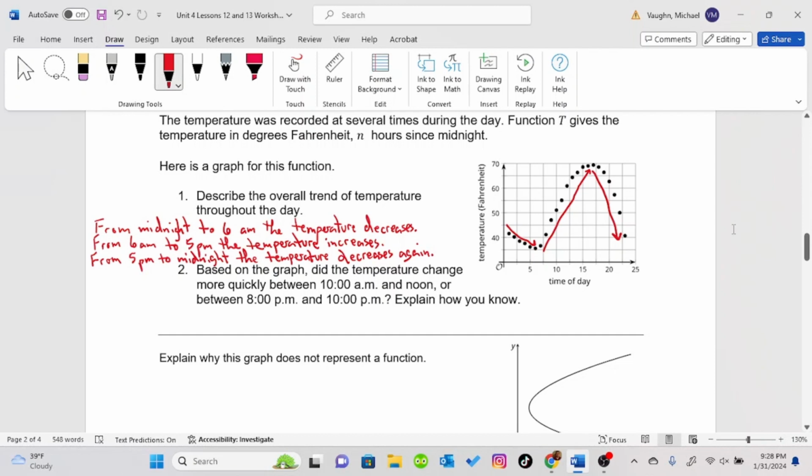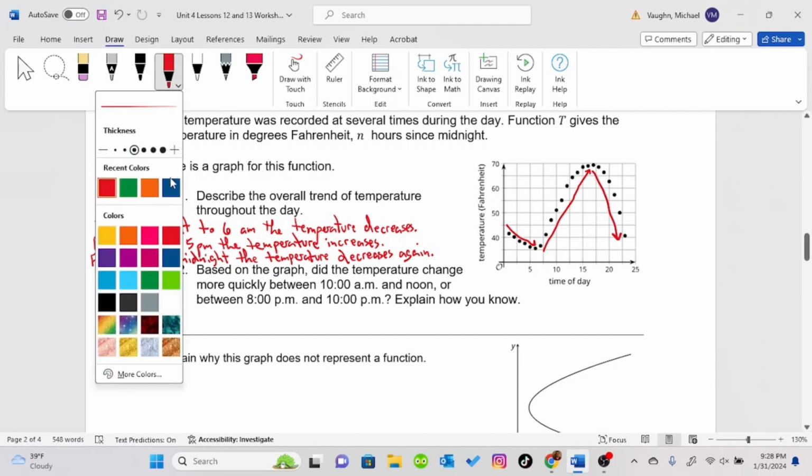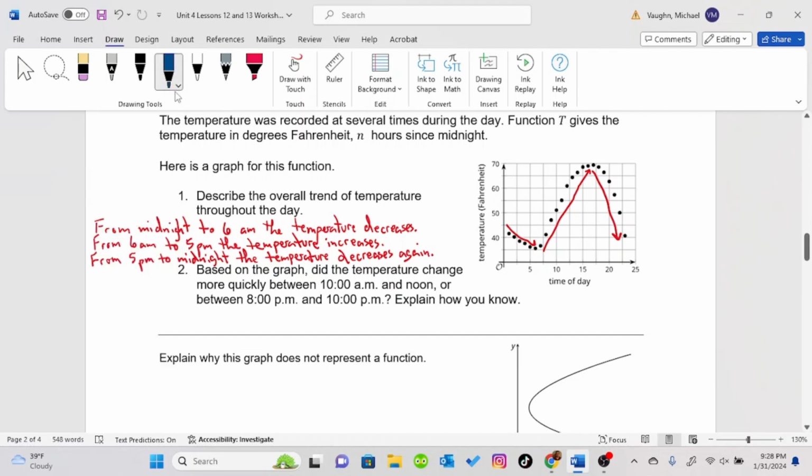Number 2, based on the graph, did the temperature change more quickly between 10 a.m. and noon or between 8 p.m. and 10 p.m.? Explain how you know.